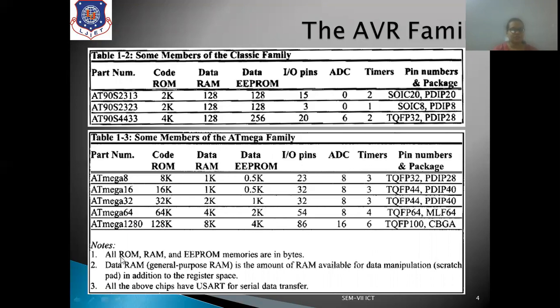And there are various columns, where ROM and RAM are in bytes, which is given for these board tables. Data RAM, the general purpose, is the amount of RAM available for data manipulation, for storing this data. And all of these chips have USART for serial data transfer. So ATmega 32 has a special feature of USART, the universal synchronous asynchronous receiver and transmitter, for serial data transfer and receiving.